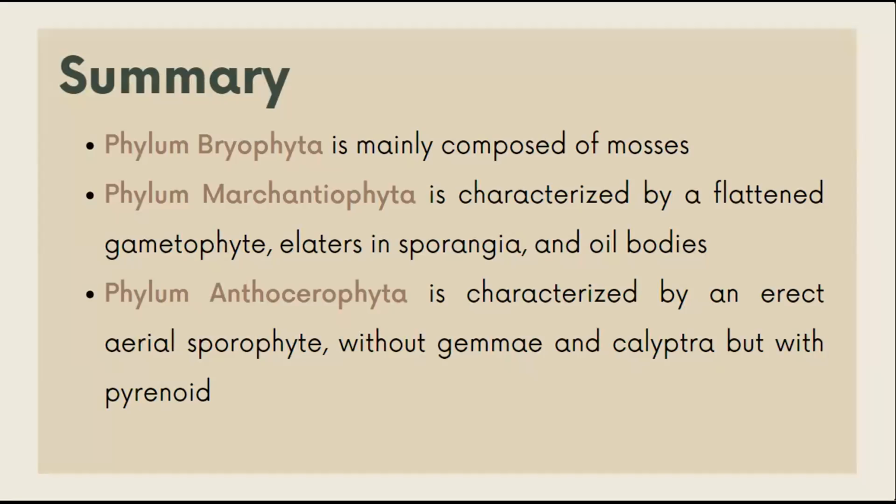Phylum Bryophyta is mainly composed of mosses. Phylum Marchantiophyta is characterized by a flattened gametophyte, elaters in sporangia, and oil bodies. Phylum Anthocerophyta is characterized by an erect aerial sporophyte without gemmae and calyptra, but with pyrenoid.